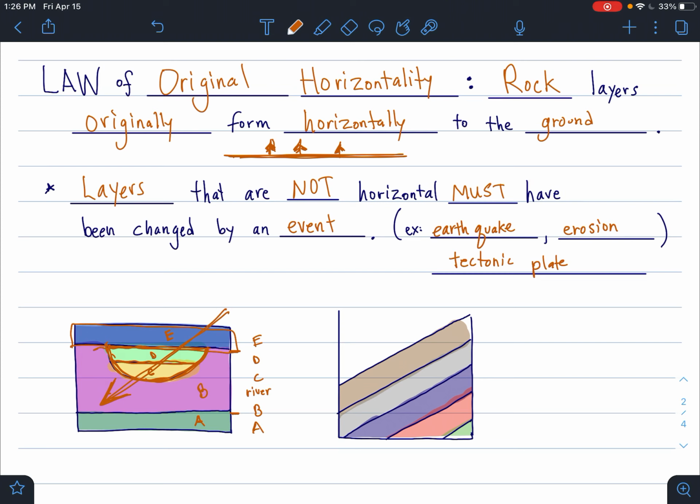Now let's take a look at this example over on the right. This one, the layers are not horizontal, so something must have happened here. So if we label these, let's have A being at the bottom, then B, C, D, and then E.